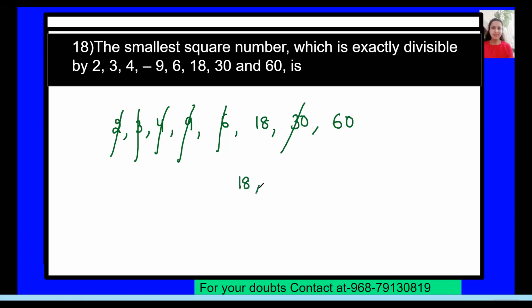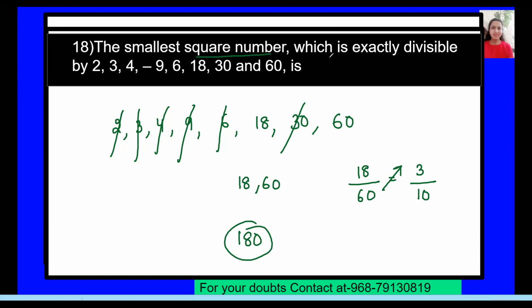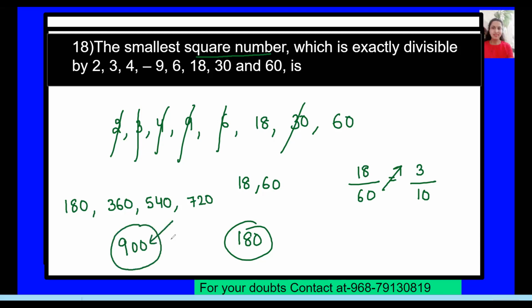So we are left with 18 and 16. If you find the LCM of this, so 6 times 3, 6 times 10, so LCM is 180, right? So now LCM is 180. Now we have to find the smallest square number. So if we go on finding the multiples of 180, so 180, 360, 540, and then 720, and then 900. So the smallest square number we find is 900, which is exactly divisible by these numbers.